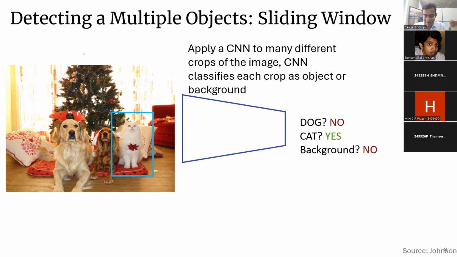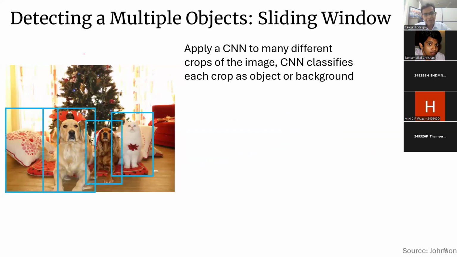That's cheating. If I really want to do that, I have to move this box 1 pixel at a time, 1 pixel at a time. So therefore, there will be locations equal to the number of pixels in the image. And then what about the height and the width? The height and the width also you can control. So therefore, millions and millions of boxes will be there, which we will have to run through this convolutional neural network and try to get these labels. So apply CNN to many different crops of the image. CNN classifies each crop as object or background.